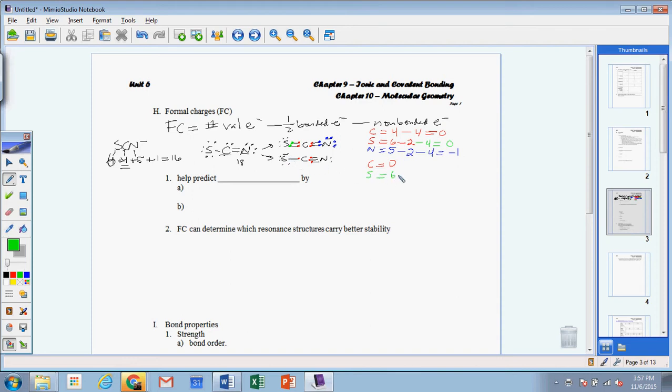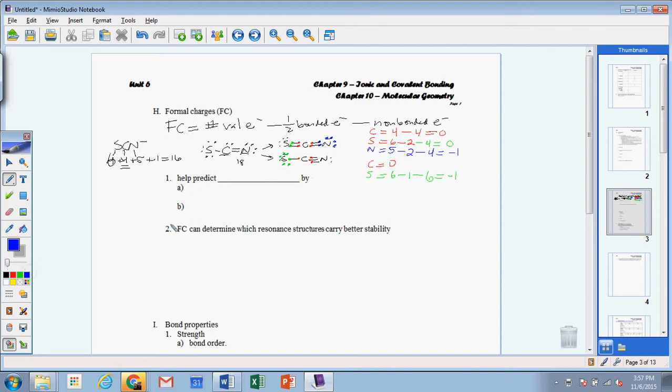comes in with 6. Let's subtract from it half of the bonding electrons. So there's 2 electrons here in the bond, so it's contributing 1 of those electrons, so -1. And then it owns 3 pairs of electrons down here. So that's 6 non-bonded electrons for a grand total of -1. So the sulfur formal charge on the bottom structure here is -1.